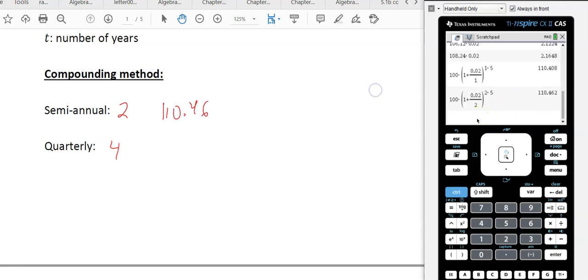Let's see how much we get if I compound quarterly, or 4 times a year. So copy and paste, and that's going to be 4 times a year, and that's going to be 4. So 110.49. So all things being equal, if you had 2 different banks and one was compounding more often and they have the same interest rate, you definitely would want to go with the one that compounds more often.